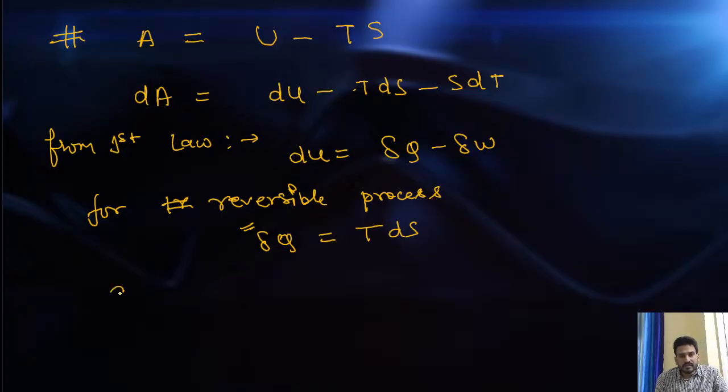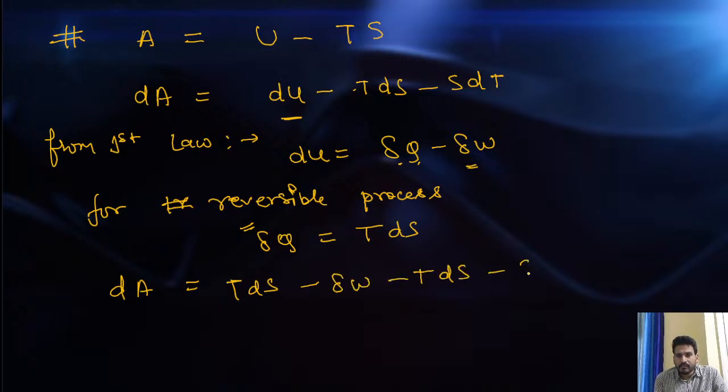So if I put these values in the dA equation, then dA will be dU minus TdS minus SdT. What is your dU? dU is del q minus del w. What is del q? TdS. So in place of this, I can write del q, which is TdS, minus del w, minus TdS minus SdT. Minus SdT, right?